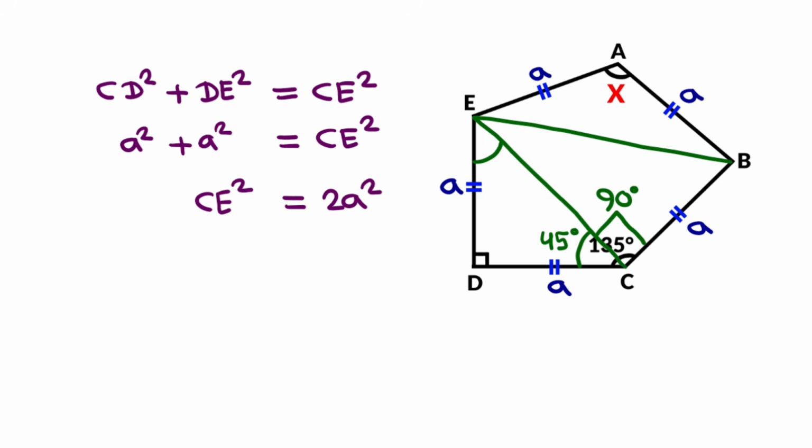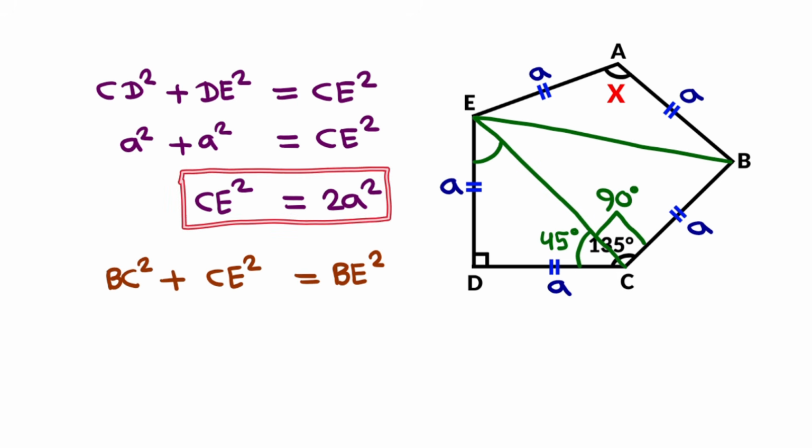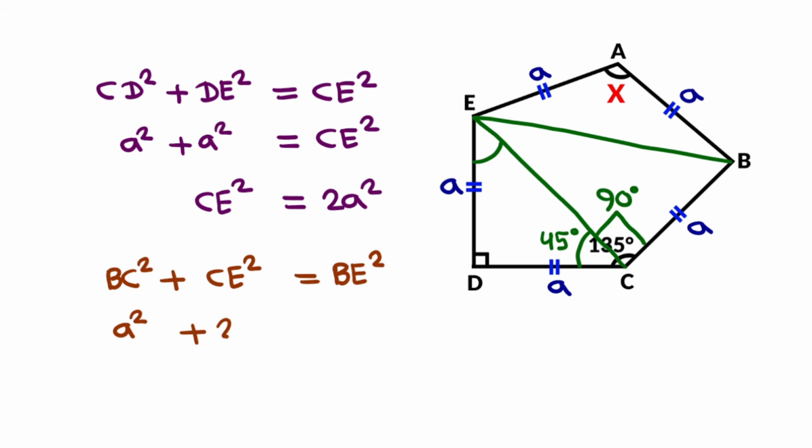Let's apply the Pythagorean theorem again. In triangle BCE, BC squared plus CE squared equals BE squared. We know that BC equals A, and we already proved that CE squared equals 2A squared. Substituting those values gives A squared plus 2A squared equals BE squared. So, BE squared equals 3A squared. Now we're ready for the final step.